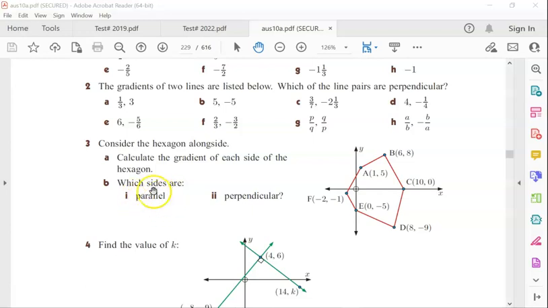How would you know if two things are parallel? How do we know if two lines are parallel? If they have the same gradient. If they have the same slope. So if you work out from A to F and you get 2/3, then you work out from C to D and it's also 2/3, guess what? Parallel.